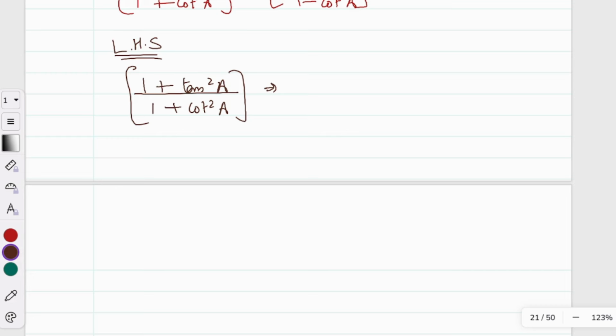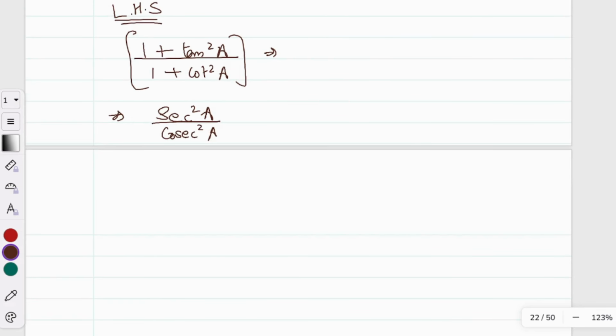1 plus tan square theta is equal to sec square theta, as we have already learned. And 1 plus cot square theta is equal to cosec square theta. So I can write this as 1 plus tan square A divided by 1 plus cot square A, which is equal to sec square A divided by cosec square A. In this way I can rewrite this equation.